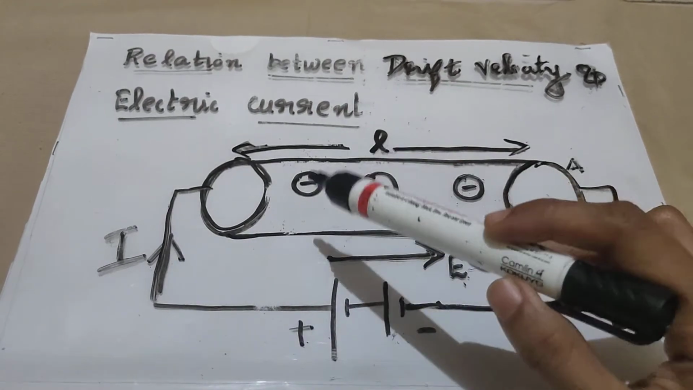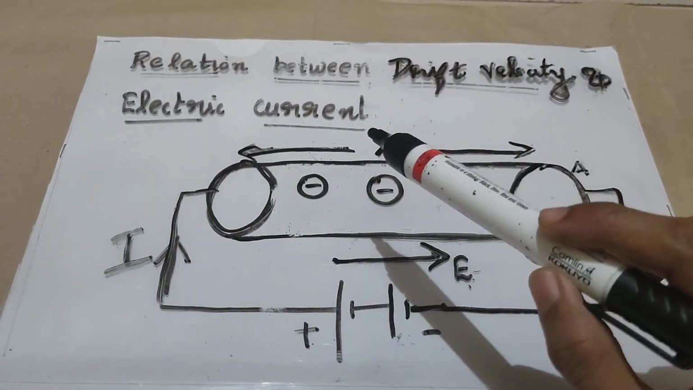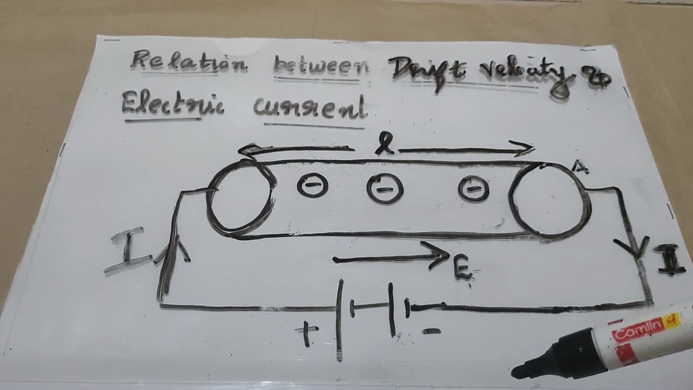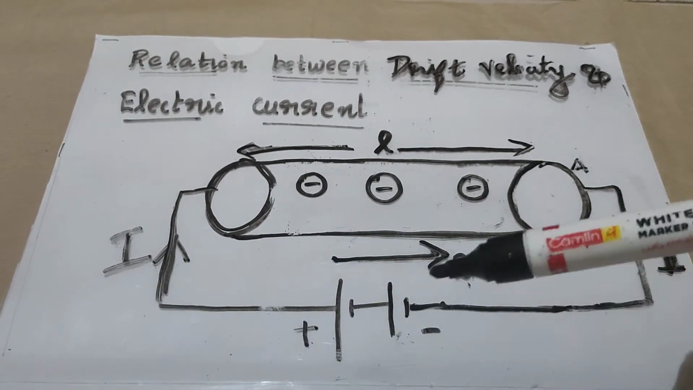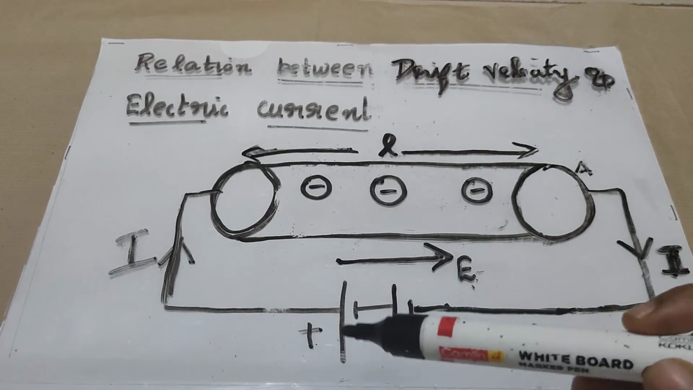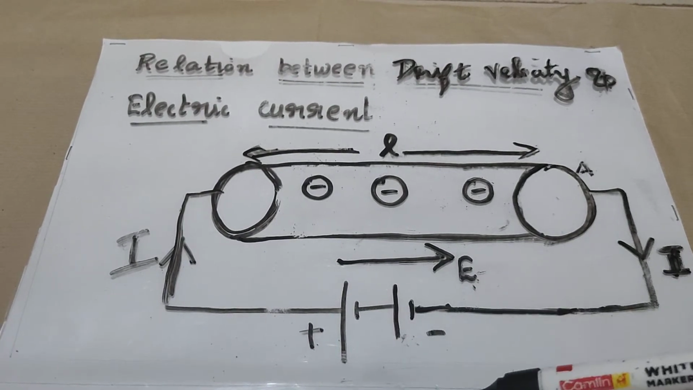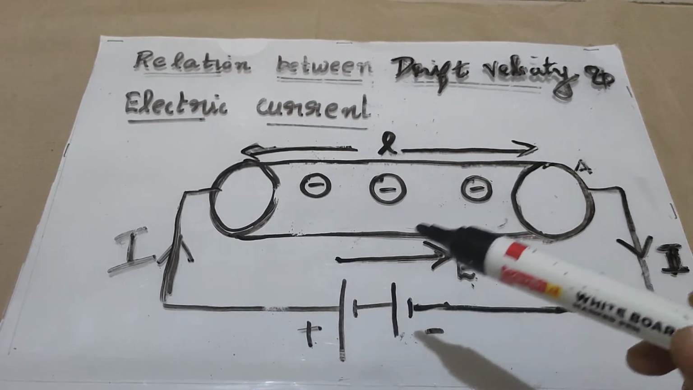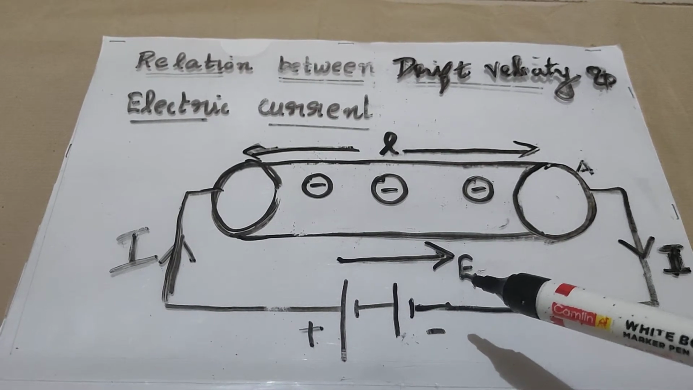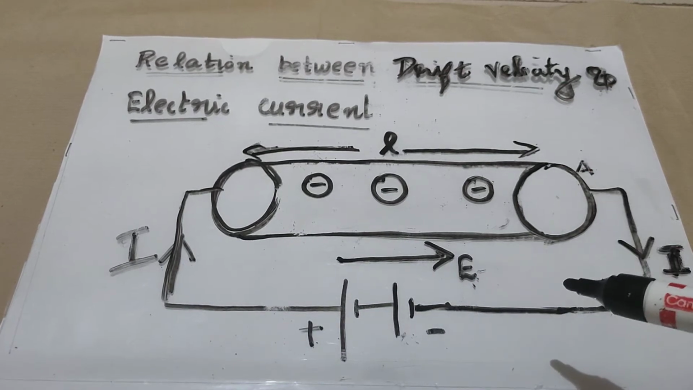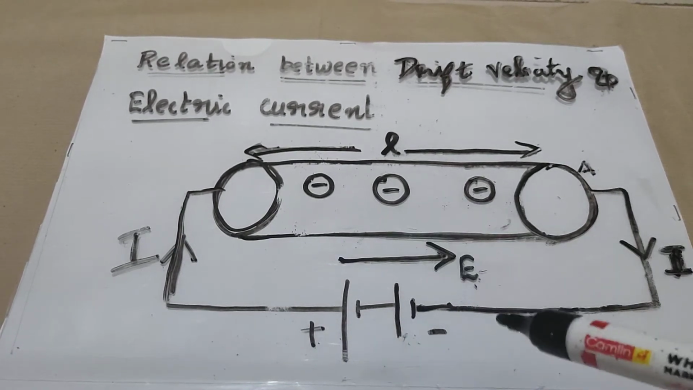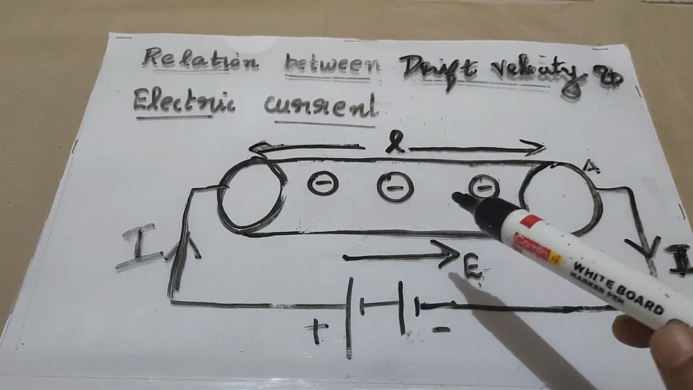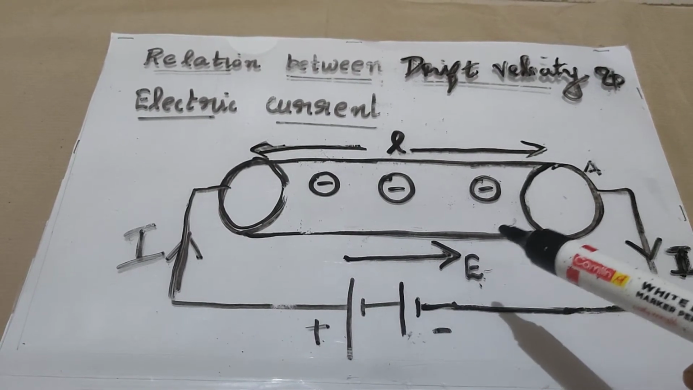For that, consider a cylindrical conductor of length L and area A. The ends of the conductor are connected to the terminals of a battery. That is, a potential difference is applied. As a result, an external electric field E is set up inside the conductor. So what will happen to the free electrons when an external electric field is applied? They will move in the opposite direction of the electric field.